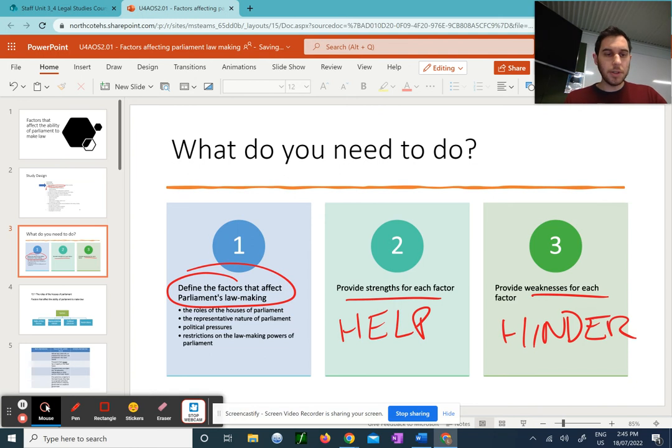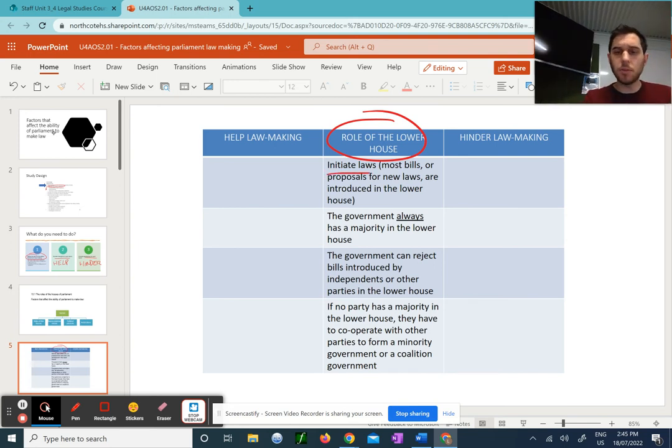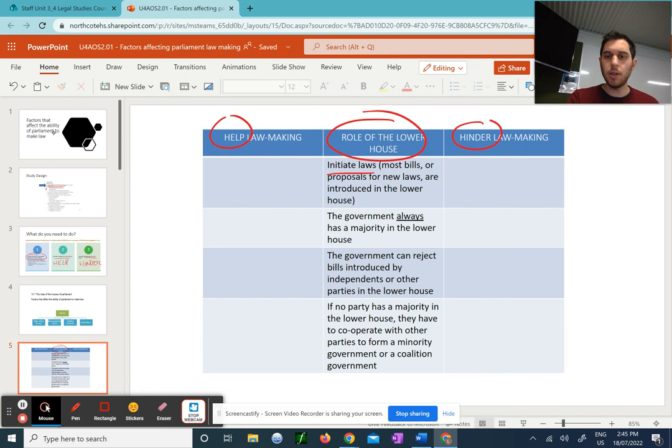So let's jump right into it. Thinking about the roles of the Houses of Parliament, we know that there are 2 houses, and let's look at the lower house first and think about some of their roles. One role of the lower house of Parliament is to initiate most laws. And as I said, for every role that you know about, you're going to need to think about, well, does this help or hinder Parliament when they're trying to make laws? And some of these ideas are going to do both.